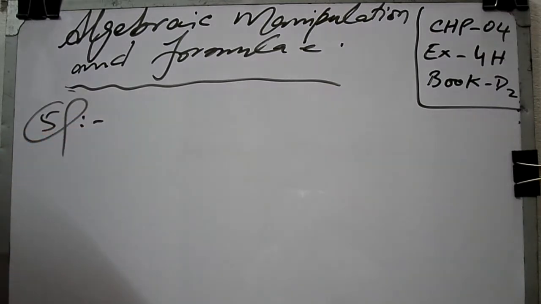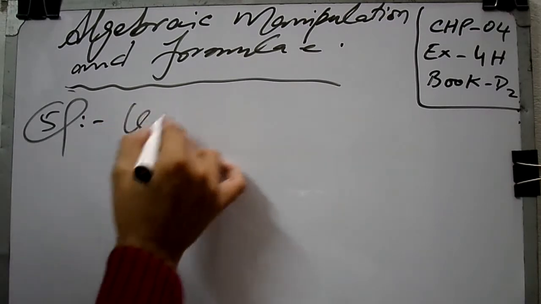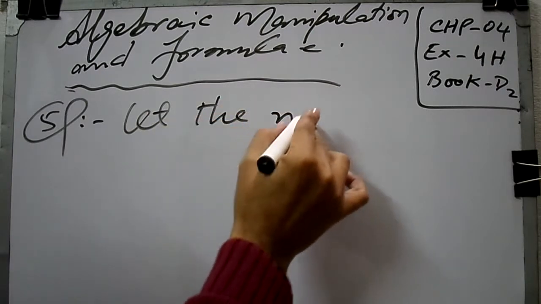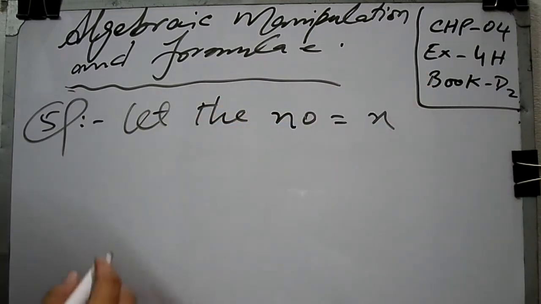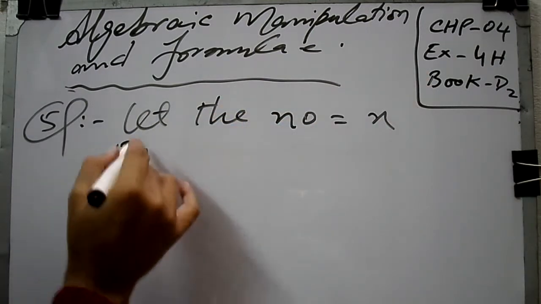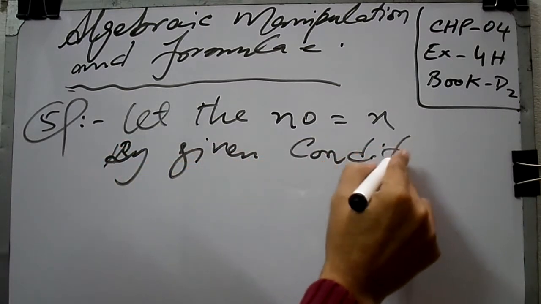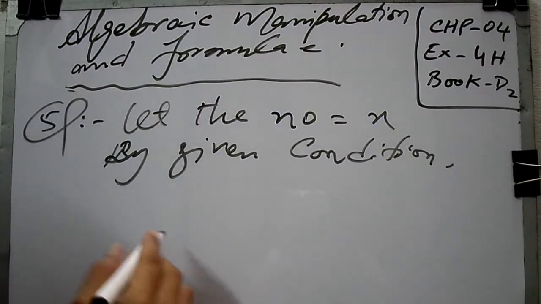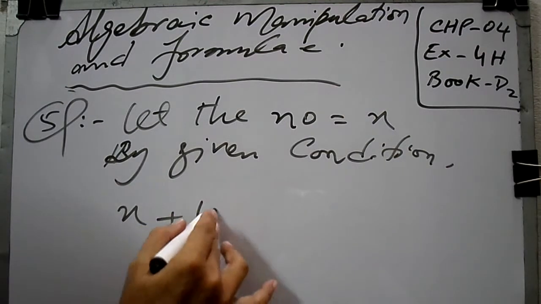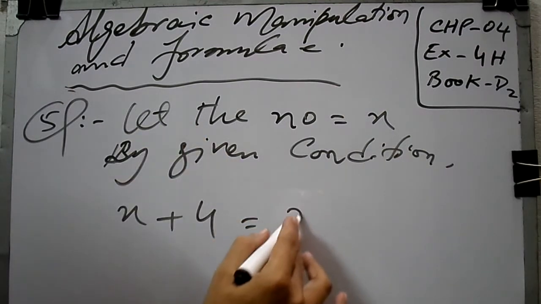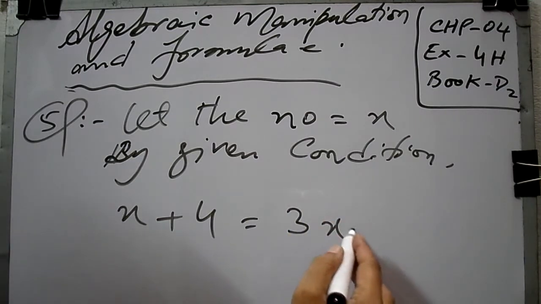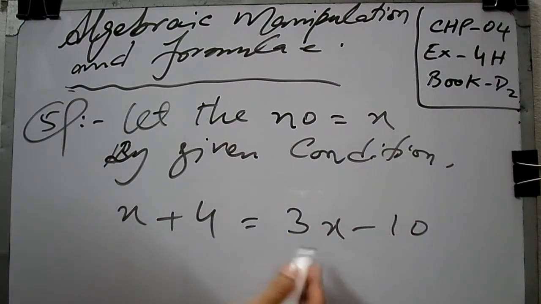In question number 5, a number is added to 4 and the result is equal to subtracting 10 from 3 times of it. What is the number? So let the number be x. By the given condition, you can say that the original number is added to 4, and 3 times the number and 10 is subtracted. So by the given condition you will get this.